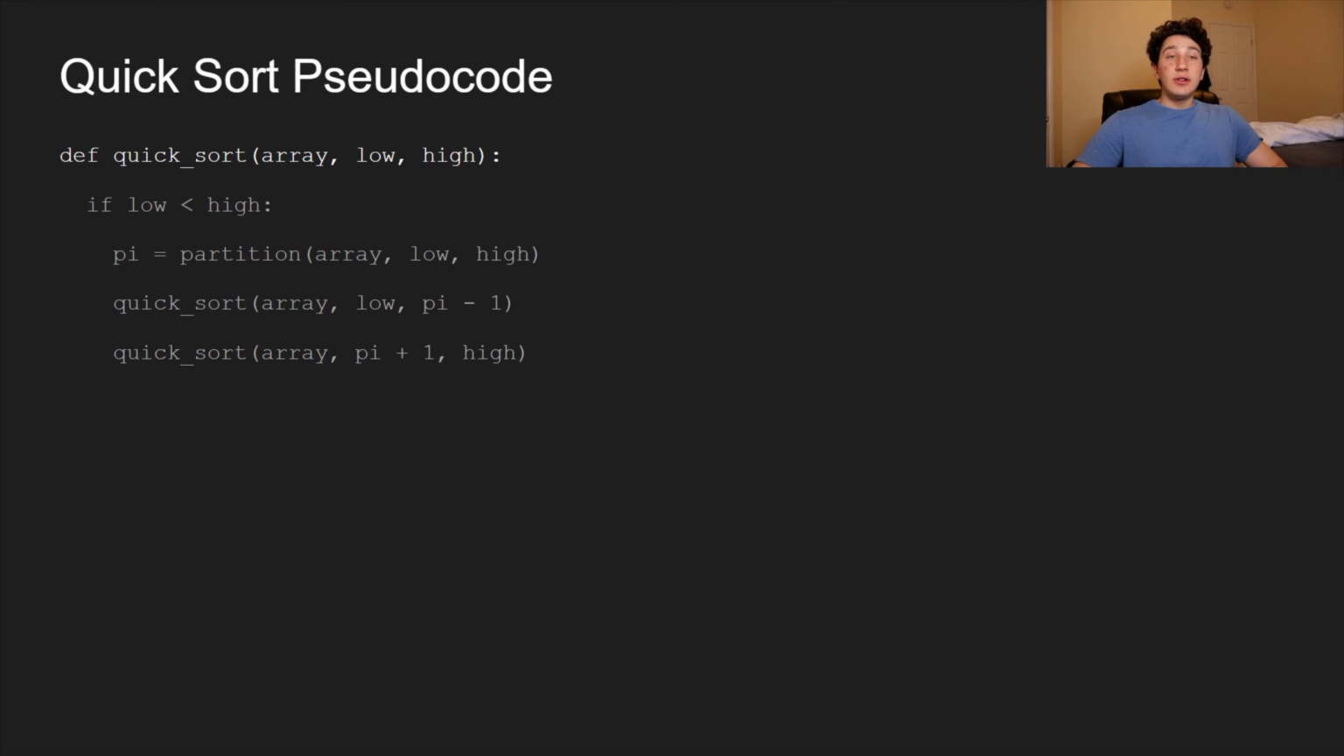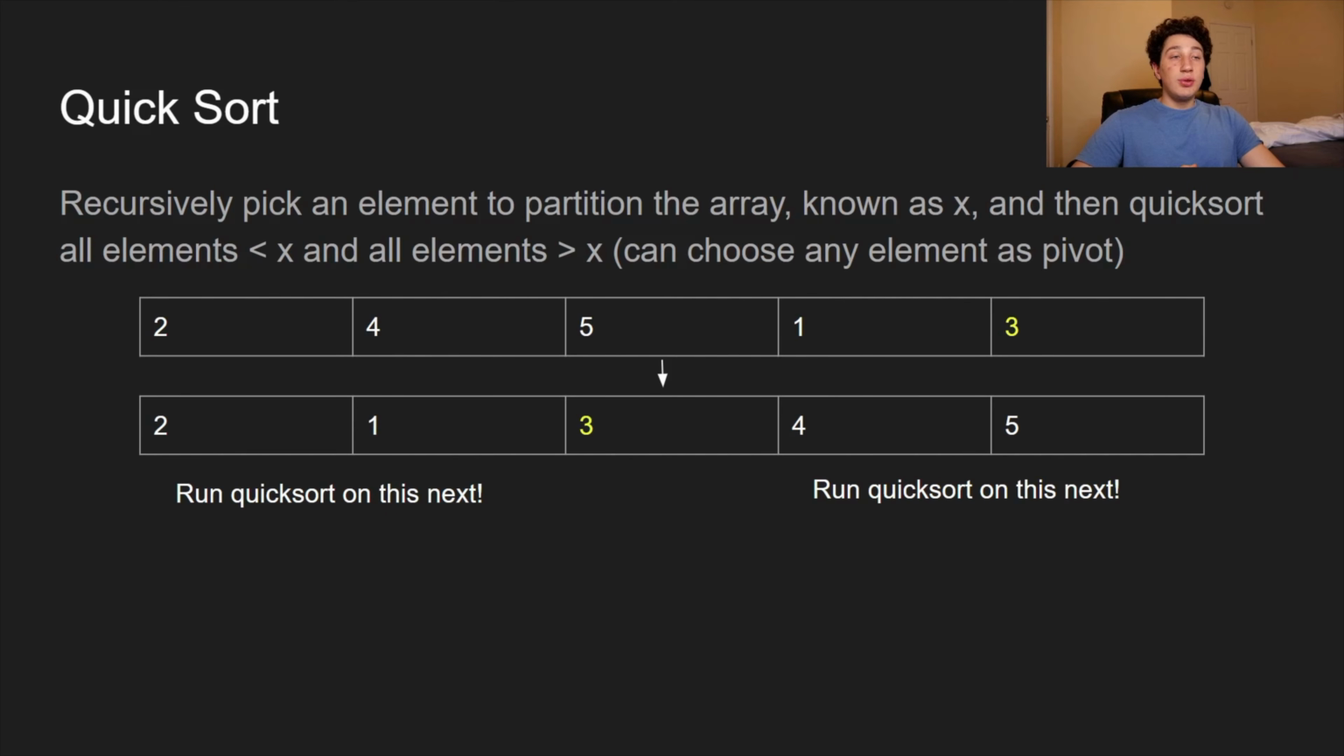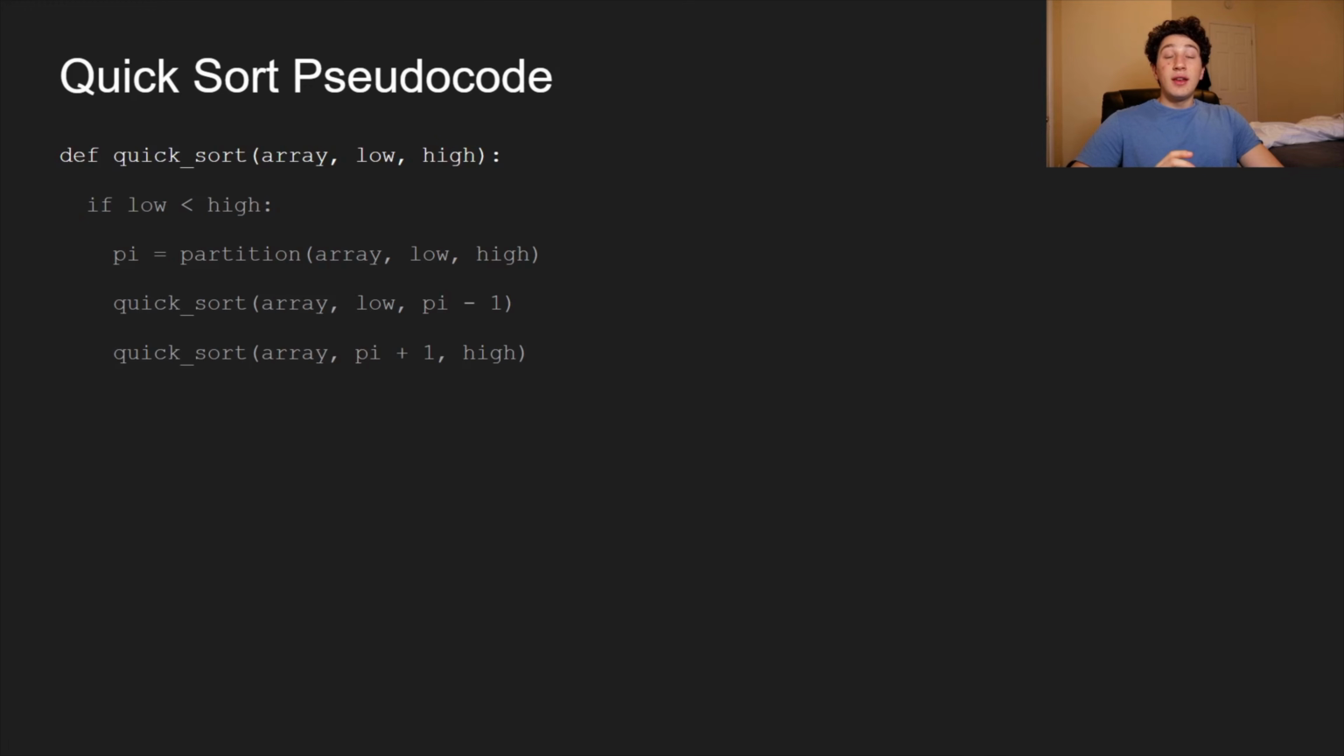So the first thing we're going to do is get this PI, which is a partition index, and it's going to tell us where our partition element ended up in that array. So in the previous example, PI would be index 2 because element 3 ended up on index 2. Then from there, all we're going to do is run quicksort on both the left side of the partition index and the right side of the partition index, which is pretty simple.